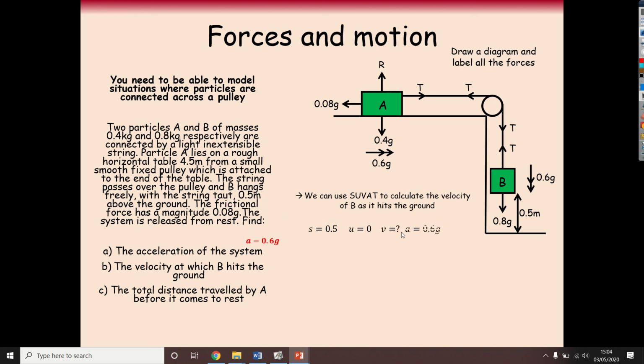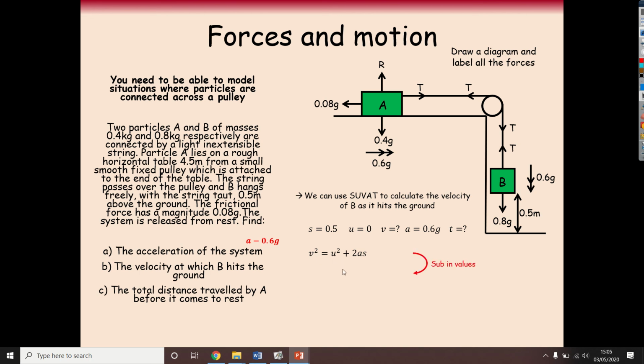Velocity is what we want. a we just worked out, 0.6g, and time we don't really care about. Okay, it's just the first 4 we don't want to look at. Think about which equation uses these 4, and hopefully you've got a bit of fluency now, and you can think about which one that's going to be. And voila, there's the equation. That's the one that uses those 4.